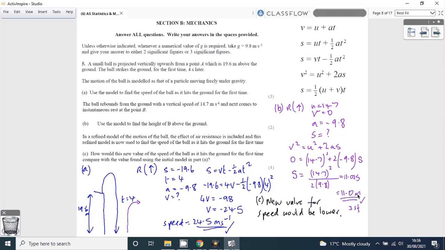11.0 meters. Now for part C, how would this new value of the speed of the ball as it hits the ground for the first time compare with the value found using the initial model of part A? This is when we're adding in the air resistance. Well, it's obviously going to slow things down, so the new value for speed would be lower.